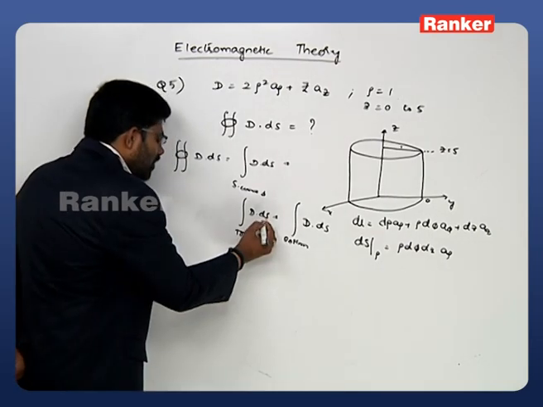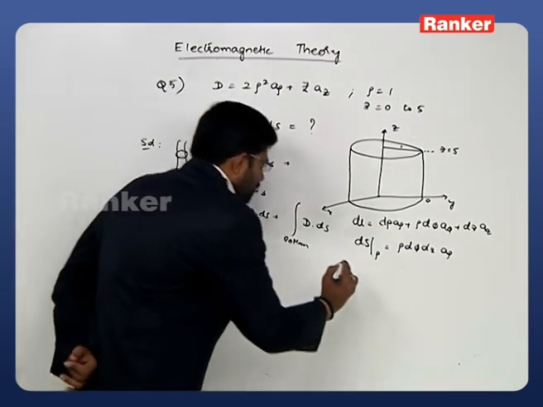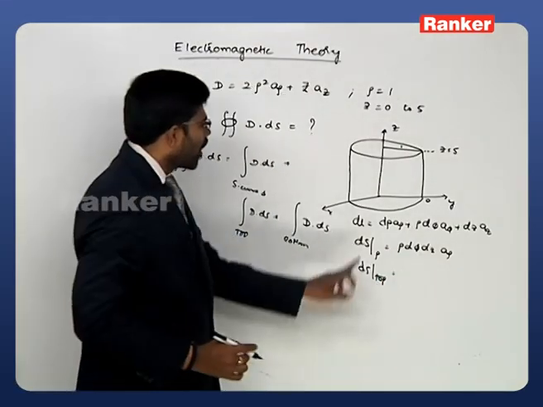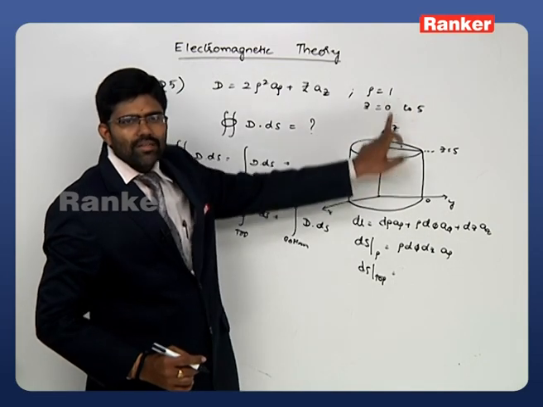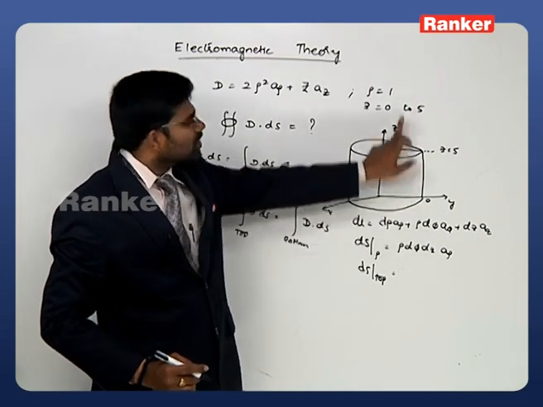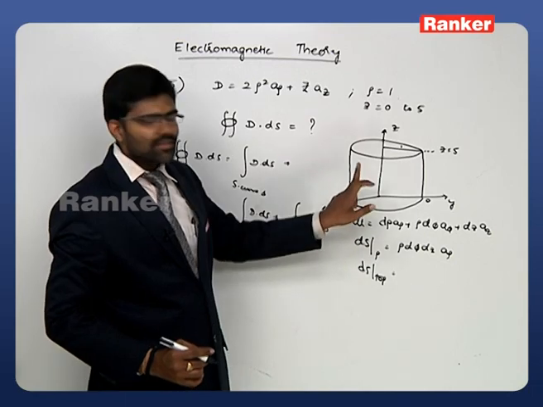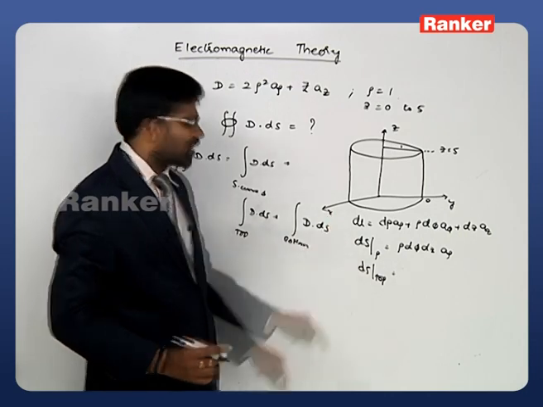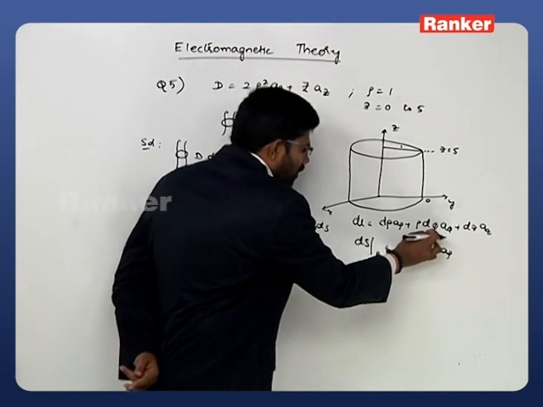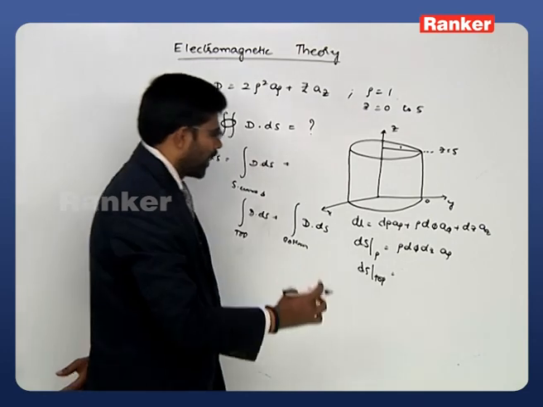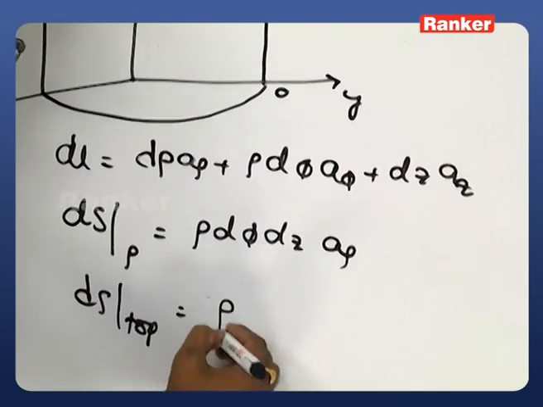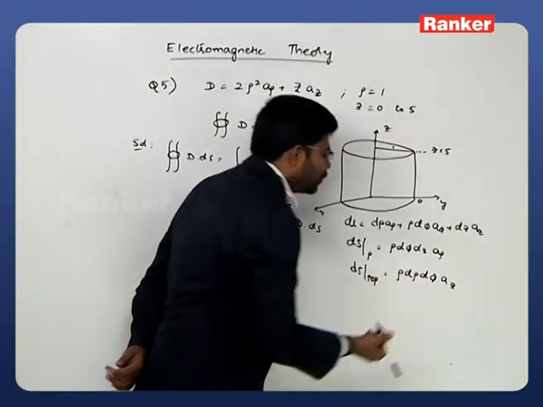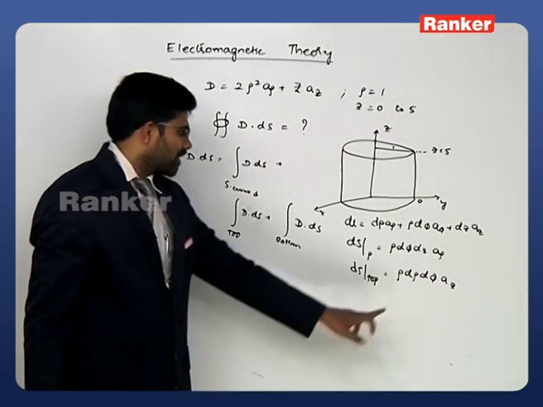Next, we require the differential surface for the top. For the top, just observe the direction. If you are taking the top surface, the direction is always the positive z direction. Since the direction is always positive z, consider the differential surface in the positive z direction. That is, close this term and the components of the remaining two will be multiplied. Then if you multiply these two components, it becomes rho d rho d phi in the direction of positive z. That's a z, the positive z direction.